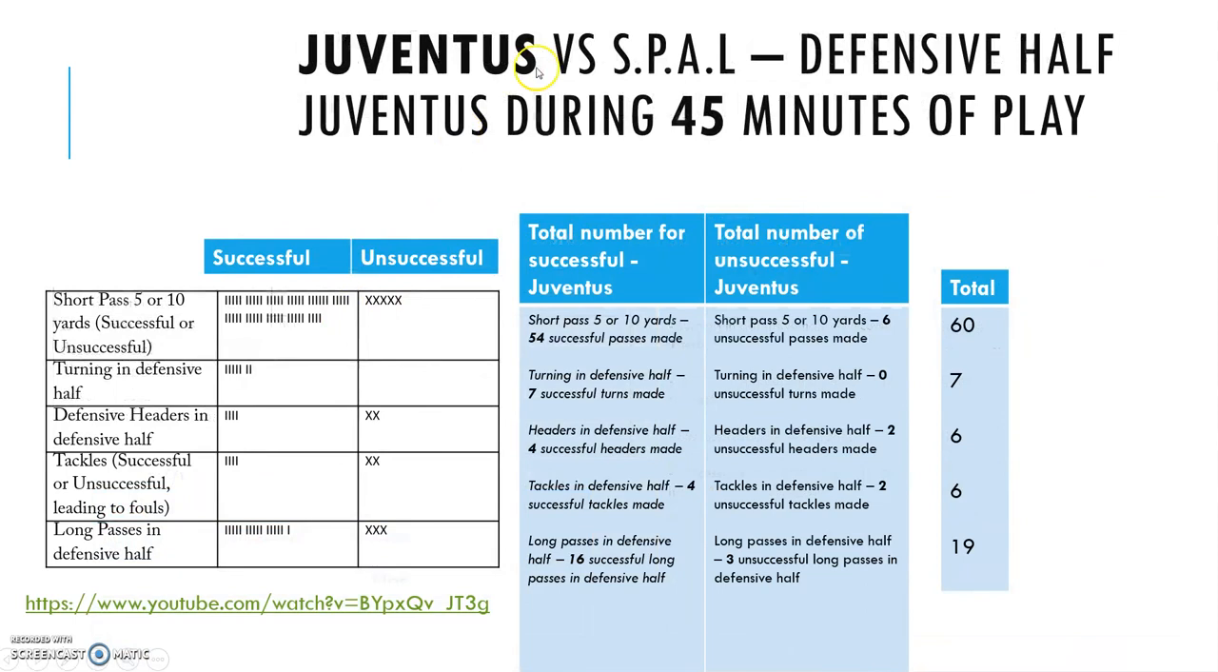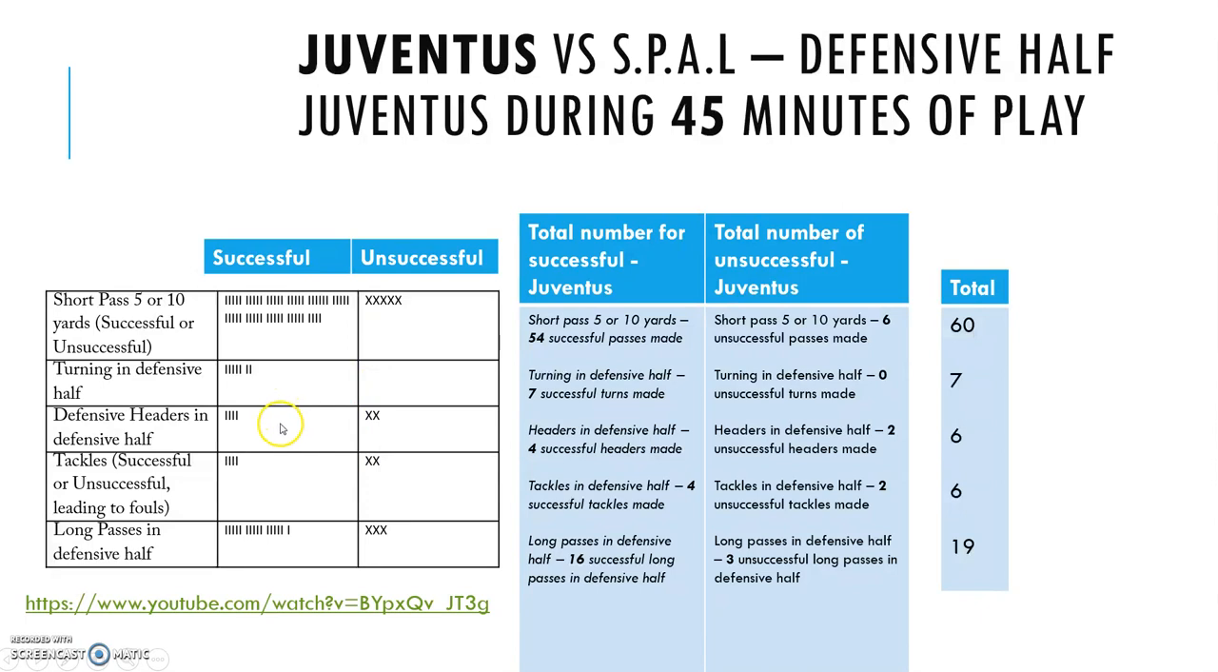And the unsuccessful, they made 6 passes. So altogether, in the defensive half, they made 60 passes, but 54 were successful. Turning in the defensive half, they made 7 turns, and they didn't make any unsuccessful turns, so they were quite good at turning with the ball, as they made 7 successful turns but no unsuccessful turns.